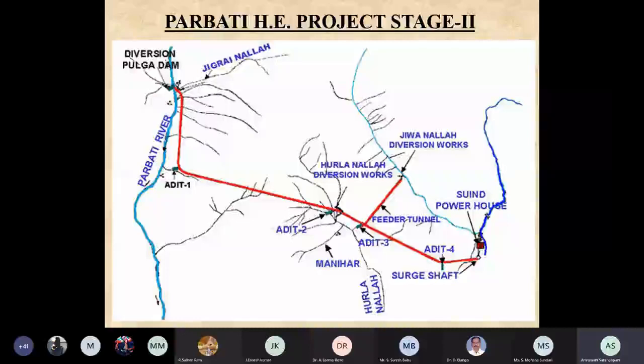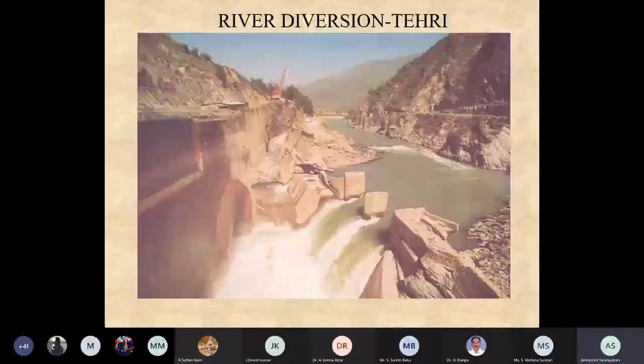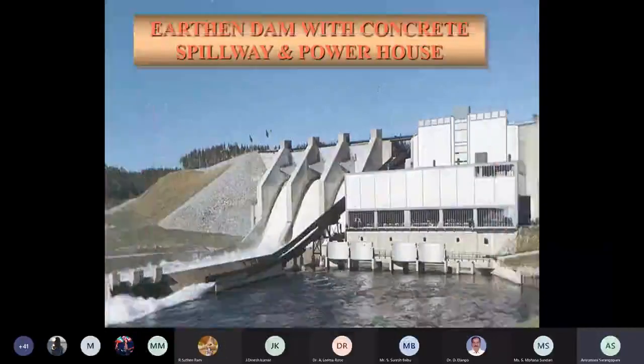This is the river diversion work in Tehri. Tehri is the largest pumped storage project as well as the largest rockfill dam in India. This is the river diversion work for Tehri which was done, and the project took around 16 to 17 years to construct. And this is the earthen dam with a concrete spillway. Here you can see the earthen dam, but the spillway will be in concrete, and this is the powerhouse.